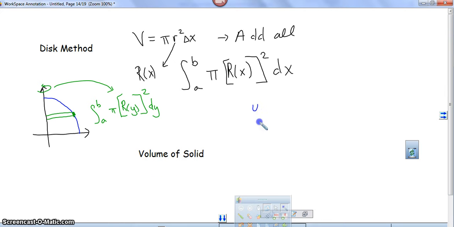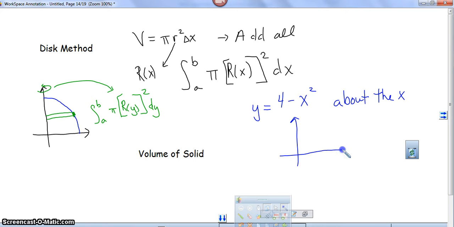Let's just try one. If you have y equals 4 minus x squared, we're going to go about the x-axis. I always graph these first. 1, 2, 3, 4, and I know that's a point. 1, 2, well, it'd be 2, right? And they didn't really tell me anything else. Let's just assume I'm just going from 0 to 2 for this time. If they don't tell you, you just have to figure out where functions would intersect, kind of like what we did the other day. So here's my area.